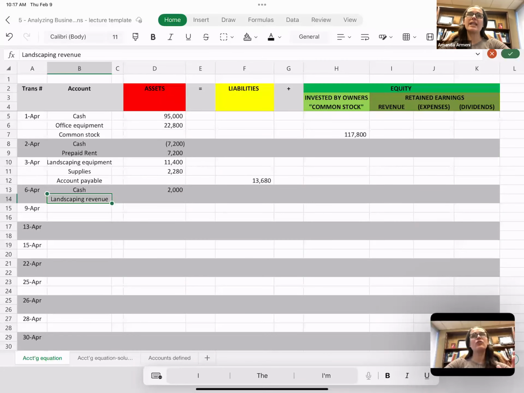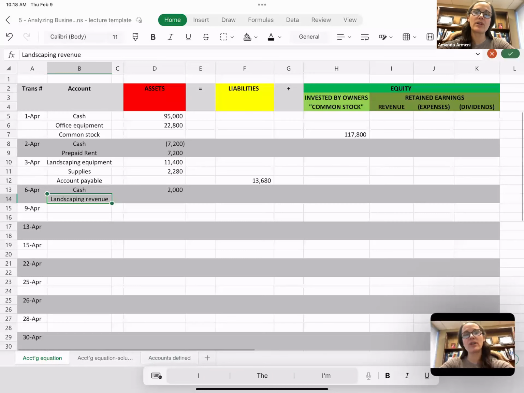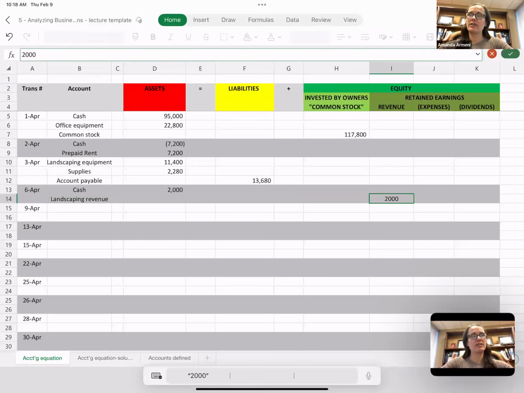Landscaping revenue, again, if you're not as comfortable with these account names yet, let's go over to the accounts defined tab. Revenue is going to be one of the components of equity, right? As we break down equity into 4 different components, we can see that revenue is one of the columns that equity is broken down to. So revenue always has a positive impact on equity. So it's going to be a positive 2,000.